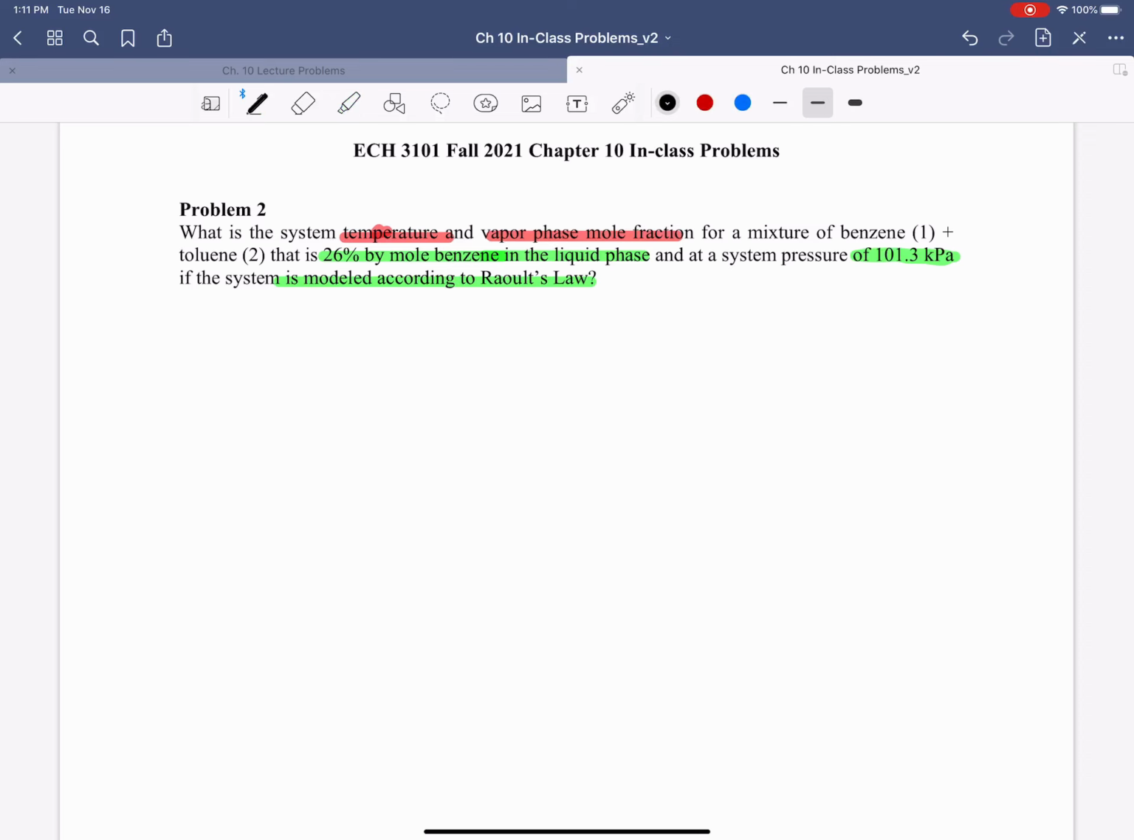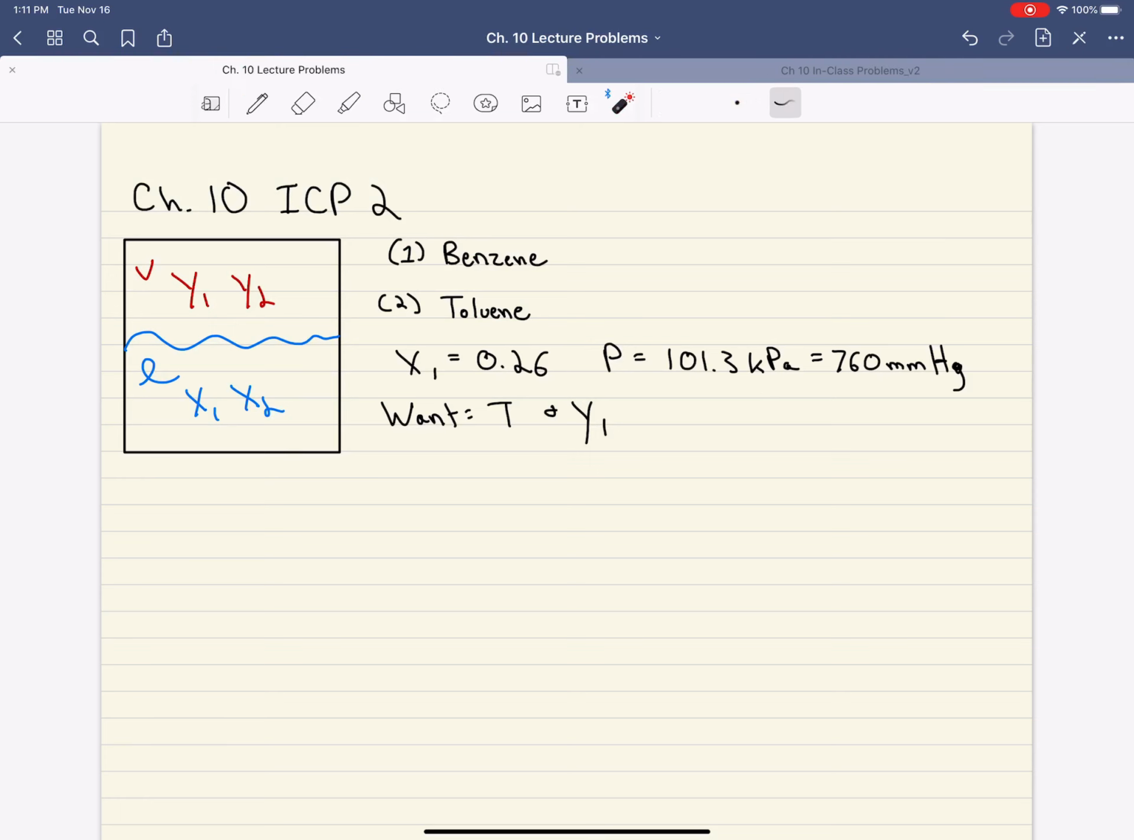Based on this problem description, we could sketch out a very simple system that looks like this. We have a liquid and a vapor phase, and in each phase, we have some composition of benzene and some composition of toluene as well. We're told that in the liquid phase, the benzene composition is 0.26, and that the total system pressure is 101.3 kilopascals, which I'm going to convert into millimeters of mercury for later. So that's 760 millimeters of mercury. What we want to figure out is the temperature of the system and also the vapor phase mole fraction of the benzene.